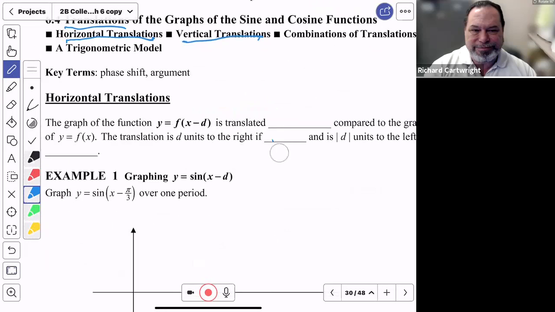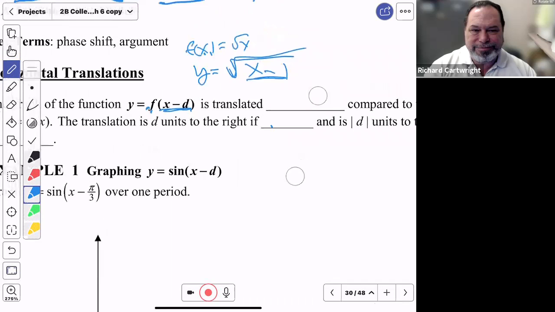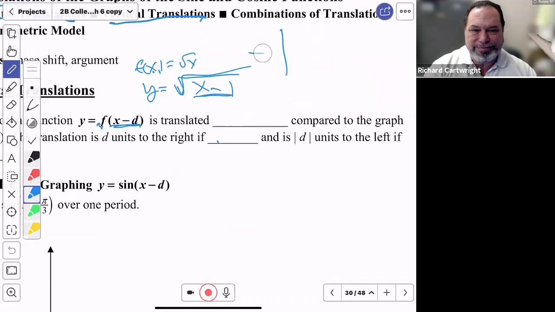This gets very complicated how he worded it. Let's just see what we're doing here. f of x minus d. That's the same thing as saying y equals the square root of x minus 1. My function f of x is square root of x. f of x minus 1 means there's an x minus 1 in the square root. What does this square root do? Remember, the square root of x, this one was simply this picture here. What happened when I went minus 1 inside the function? Does it go up, down, left, or right?